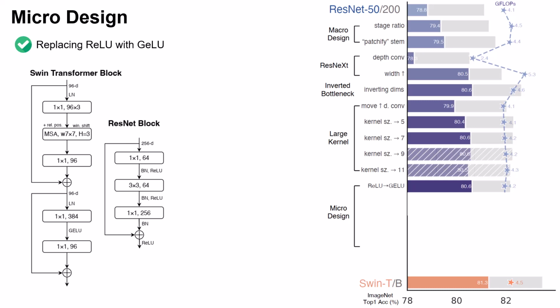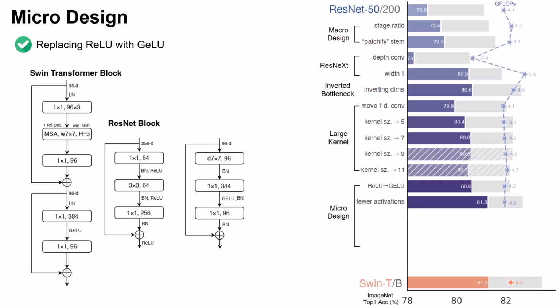But for the ResNet block, we have a ReLU here and then a ReLU here. We have more activation functions compared to Swin Transformer. So they said, yeah, let's just use fewer activation functions and only one GELU activation function per each residual block, which is more similar to the Swin Transformer block.